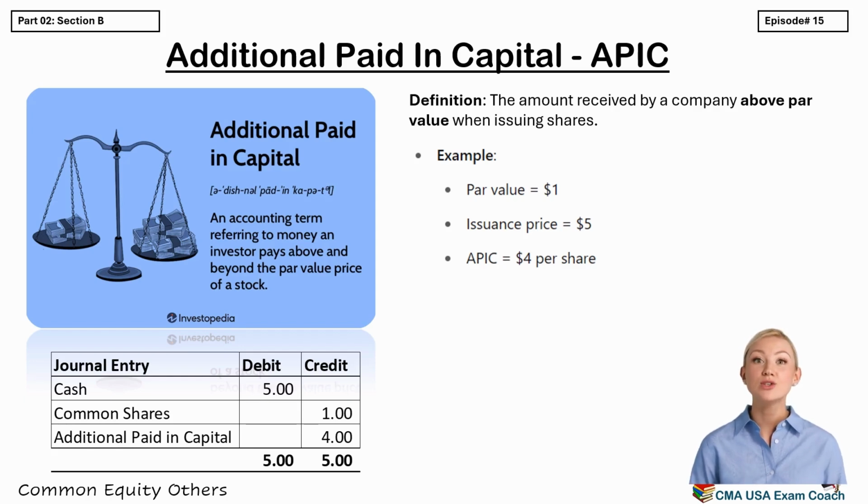If the share price goes up or down after issuance, it affects market capitalization, but not the APIC on the books. Another important point: APIC is only created when new shares are issued by the company. If investors buy shares from other investors in the secondary market, no APIC is created. It only applies to primary market transactions where the company directly receives the funds.